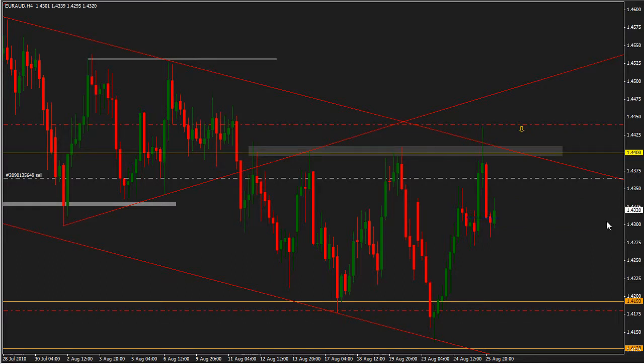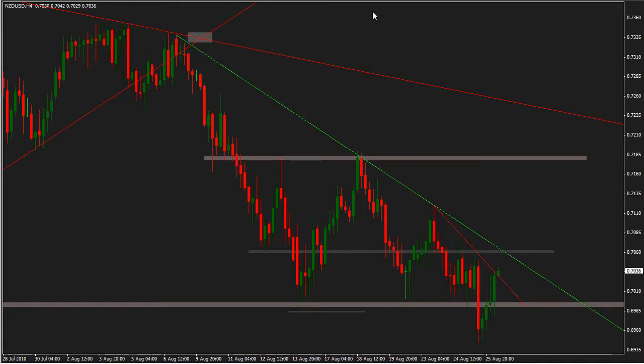So I thought I'd just update. I decided not to take a short trade on the New Zealand dollar, and here's what I was thinking. Initially I thought of going short right up here earlier in the video. Then we saw price break down. What I expected was a retest of the line followed by a breakdown again.